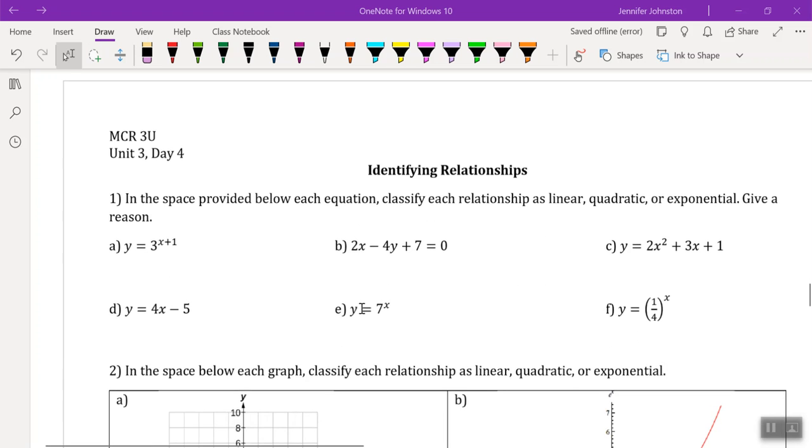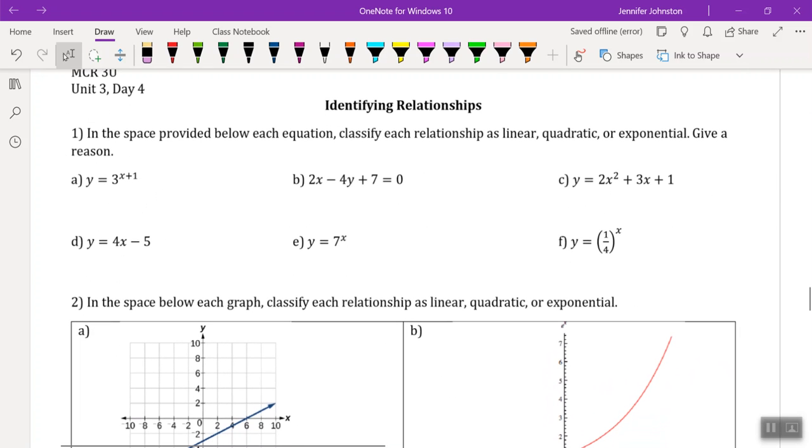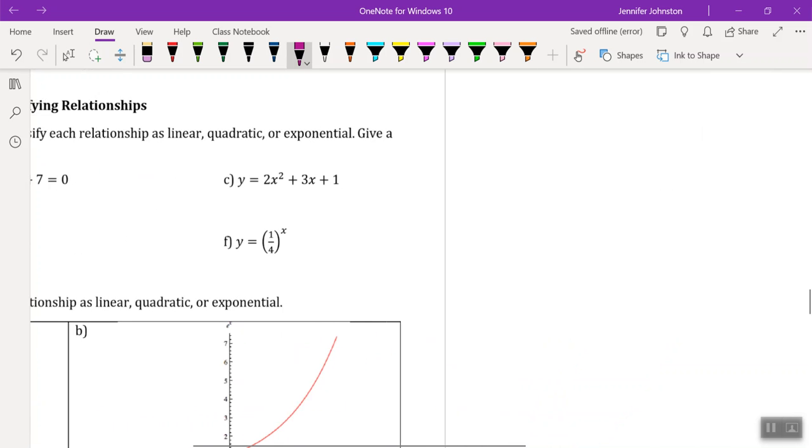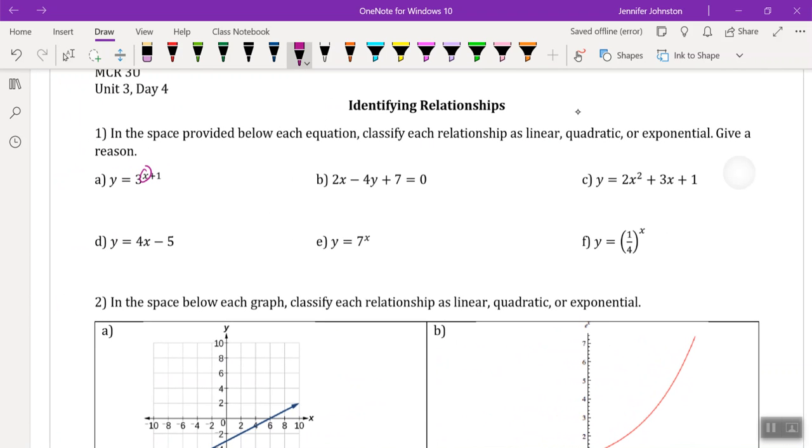All right, so on the back here, we're just going to be defining some relations. So just classify it as linear, quadratic, or exponential. Here we can see an x in the exponent. That means it's exponential. So if there's an x in the exponent, it's exponential because we have y equals b to the x.